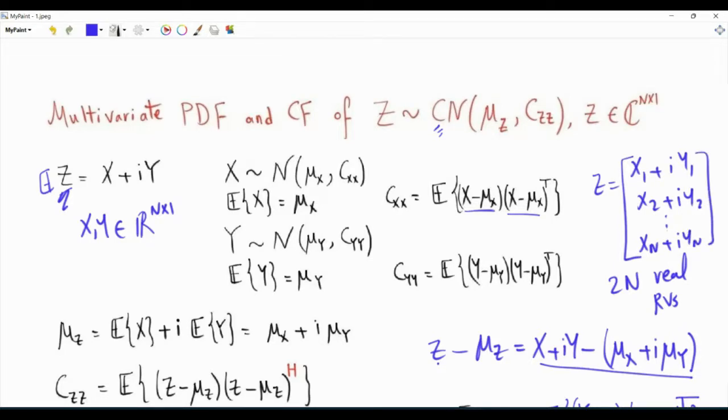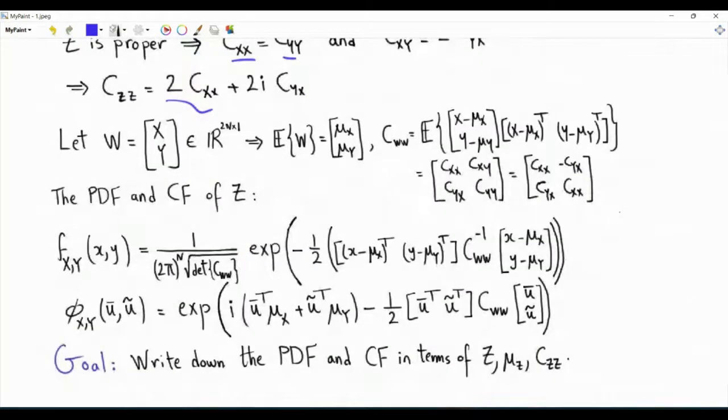So when we talk about the joint distribution, the joint PDF or the joint characteristic function, we are talking about the joint distribution of those guys, x1 and y1 and x2 and y2 and xn and yn. So the distribution or the characteristic function means that we write down the distribution or characteristic function of the 2n real valued random variables that reside in the complex valued random vector, which is called z in our case here.